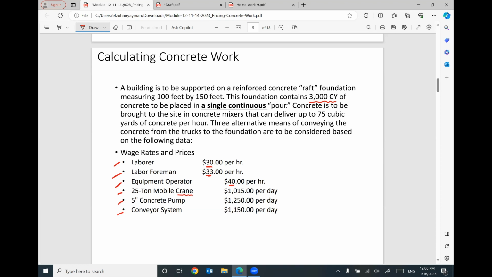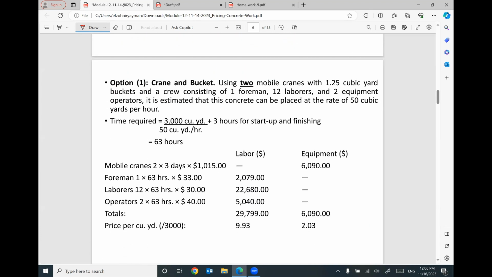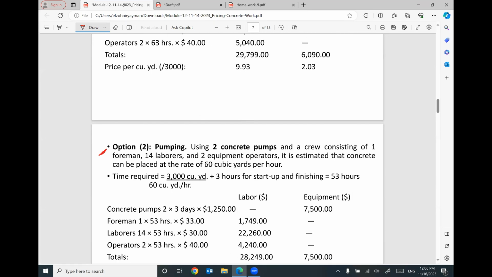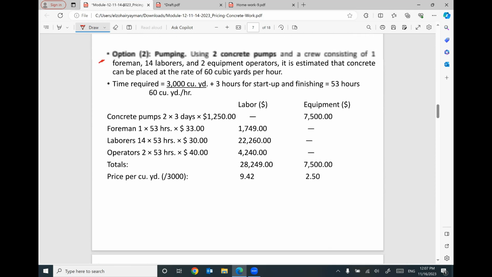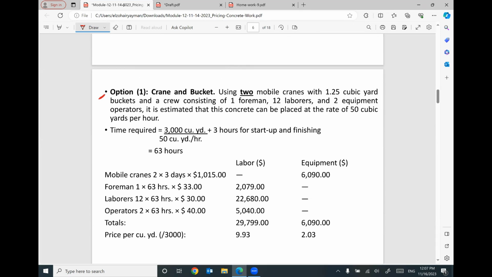But I will not use all of them. I have different options to pour concrete. Option number 1, option number 2, and option number 3. As a contractor, you have to select the most effective one for you. Most effective means less cost and easy handling of concrete. That makes sense? So for example, option number 1, I'm going to use the crane and bucket method.